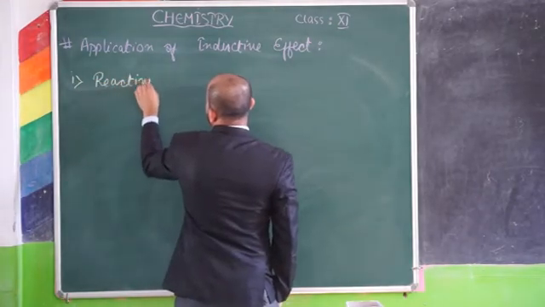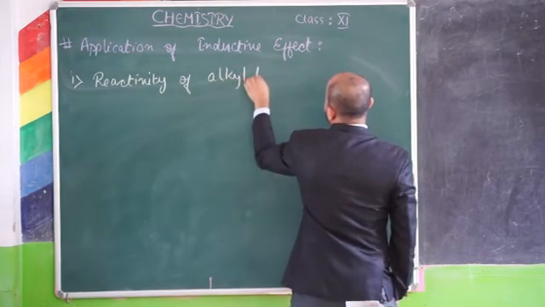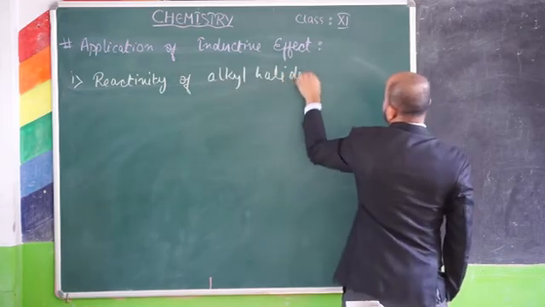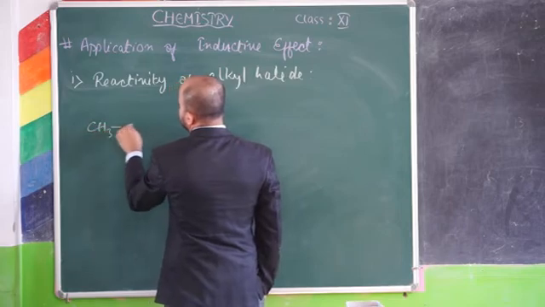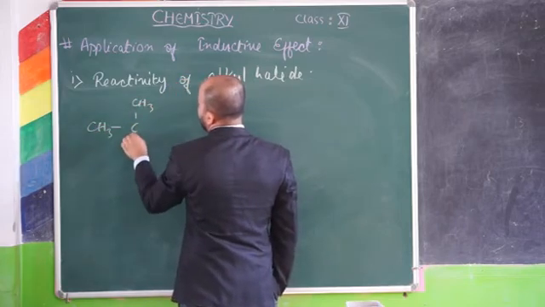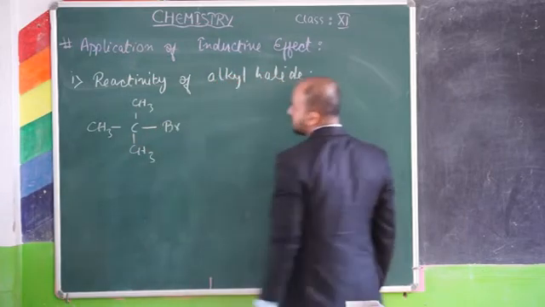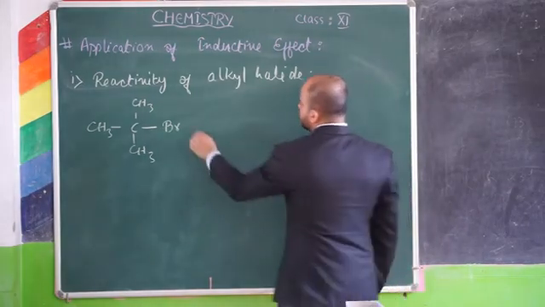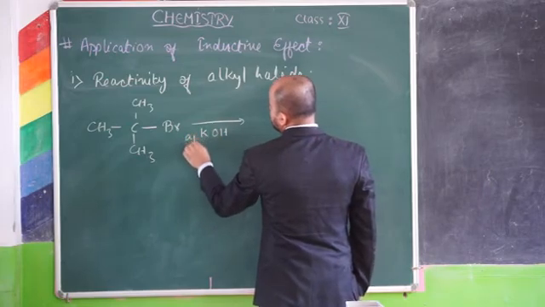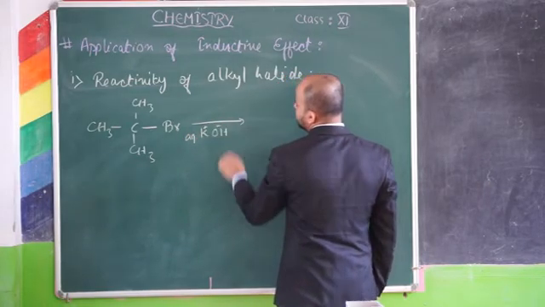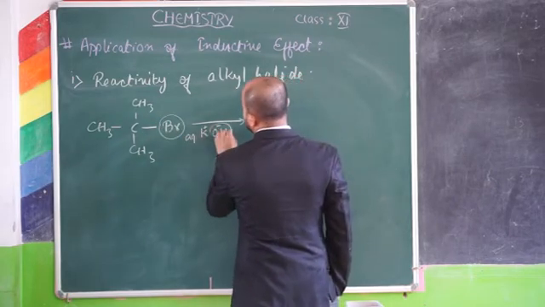Reactivity of alkyl halide. So here, let's take this example: CH3, CH3, CH2, and halogen Br is present. Now, for this reaction to take place, suppose you have aqueous KOH, a substitution reaction. Now, this is positive, this is negative. For this reaction to take place, what will happen? This has to be substituted with this nucleophile.